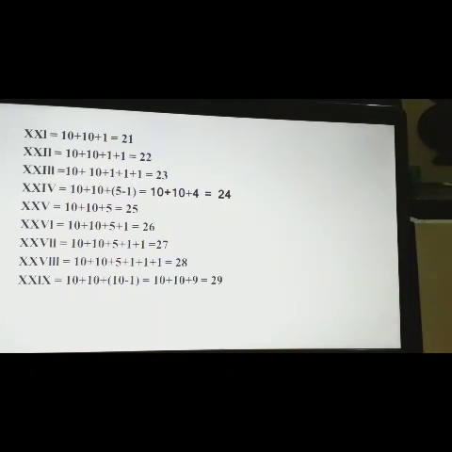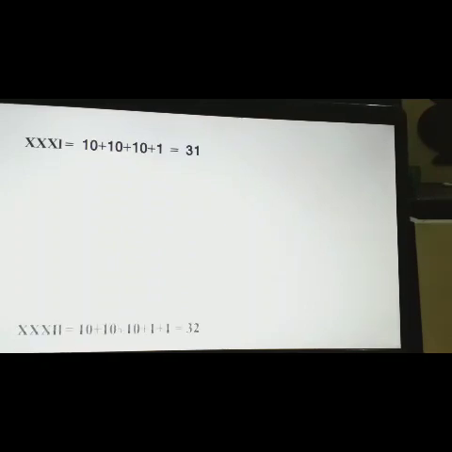XXIX, that means 10 plus 10, and IX means 10 minus 1 is equal to 9, that is 10 plus 9 is equal to 29. And XXX, that means 10 plus 10 plus 10 is equal to 30. XXXI, that means 10 plus 10 plus 10 plus 1 is equal to 31. XXXII, that means 10 plus 10 plus 10 plus 1 plus 1 is equal to 32.